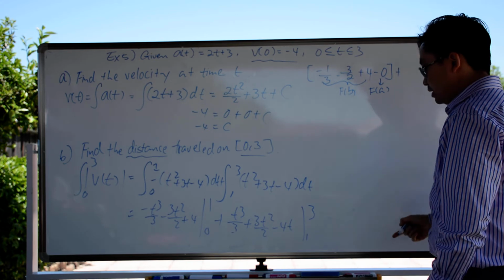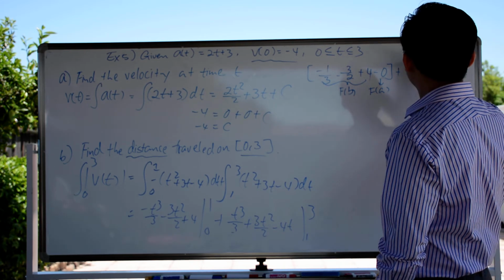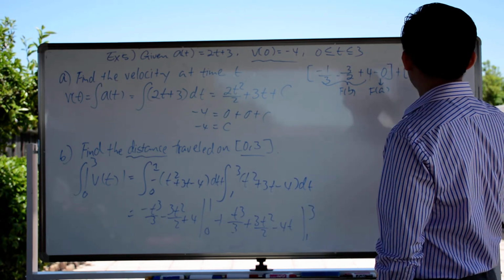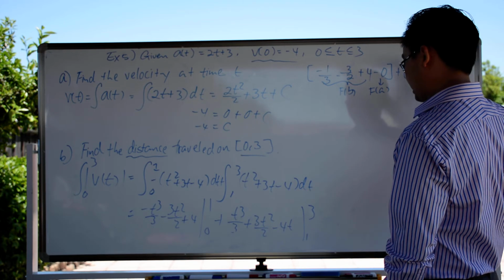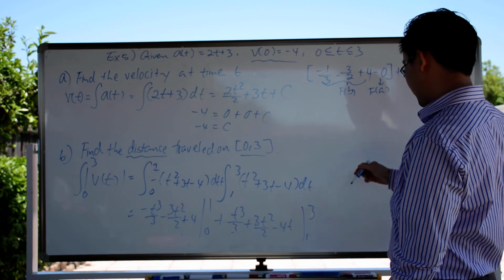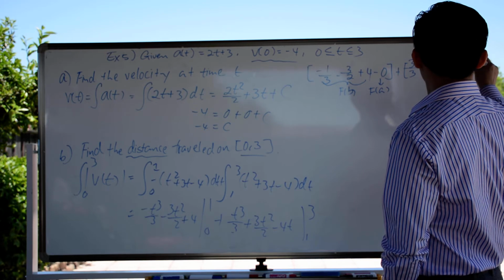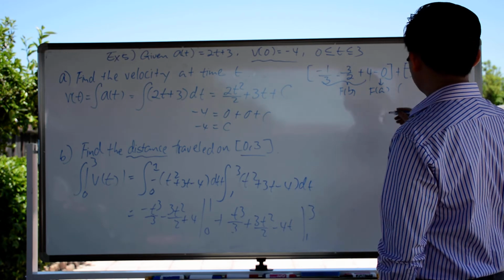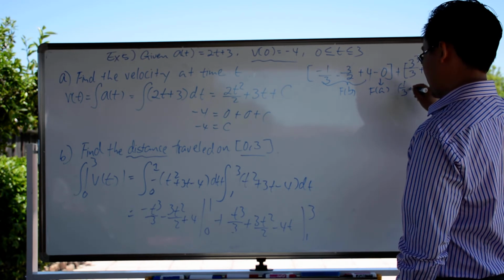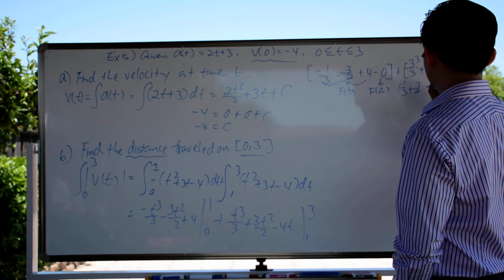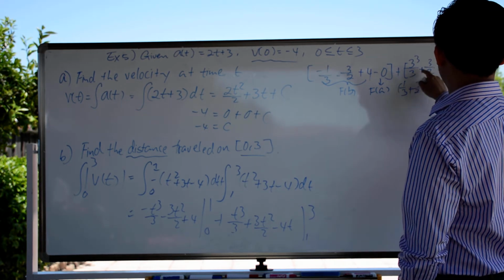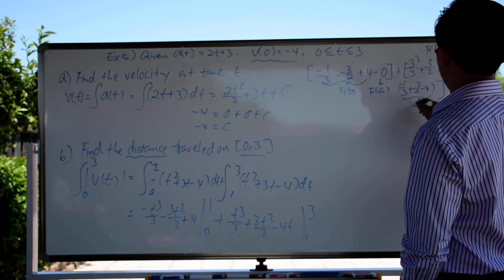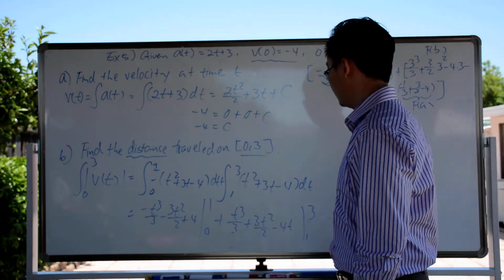Okay, so this one's 3 cubed over 3, and then plus 3 half times 3 squared minus 4 times 3. And then minus the quantity of 1/3 plus 3 half and minus 4. Okay, so again, this part right here is f of b, and then down here, that'll be f of a for the second part of the result of the integrand.